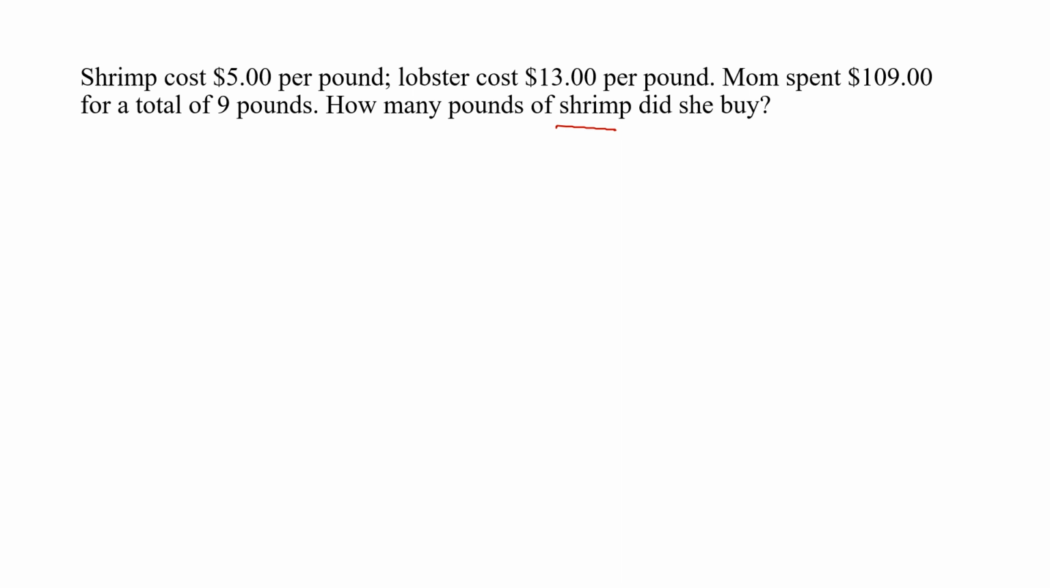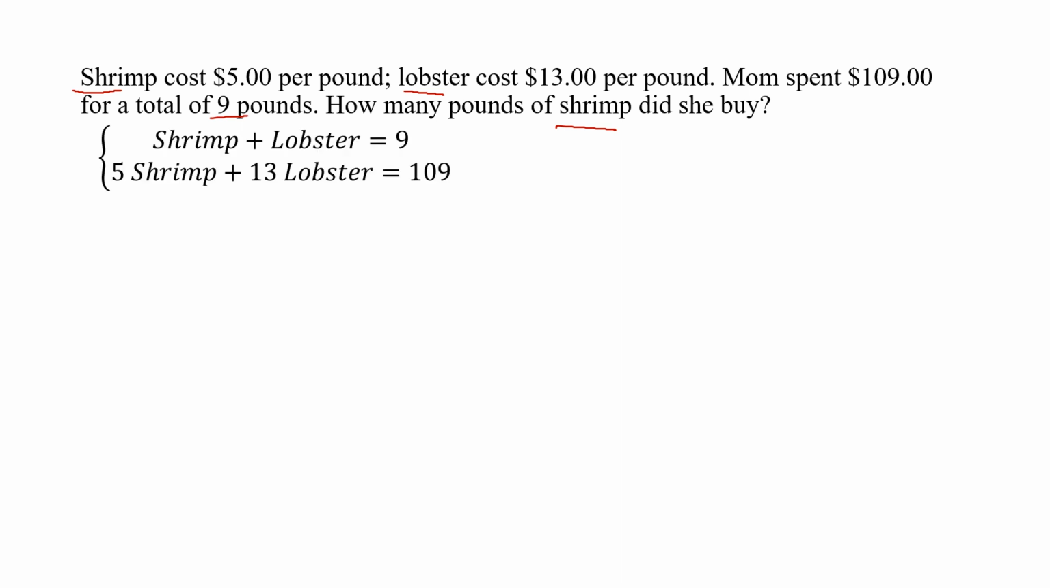Now I'm going to set up my equation. I'm going to set up my count equation. I'm dealing with shrimp, lobster, and a total of 9. For my count, shrimp plus lobster equals 9. And then my value. So I spent $109 total. Well, I don't spend $109. I can promise I'm not going to spend that much money on shrimp and lobster. My shrimp cost $5 per pound. My lobster is $13 per pound. So here is my count equation. Here's my value equation.